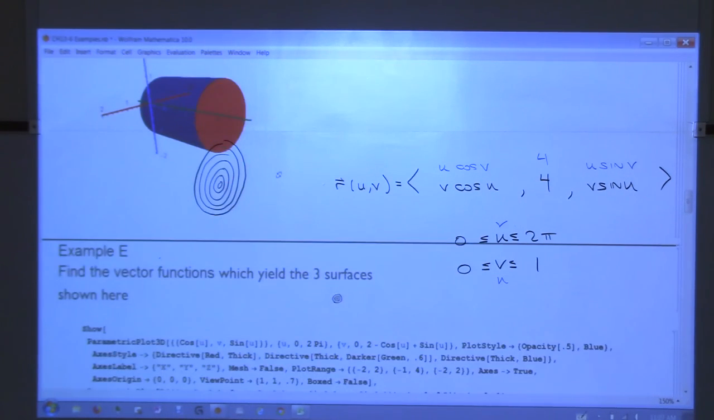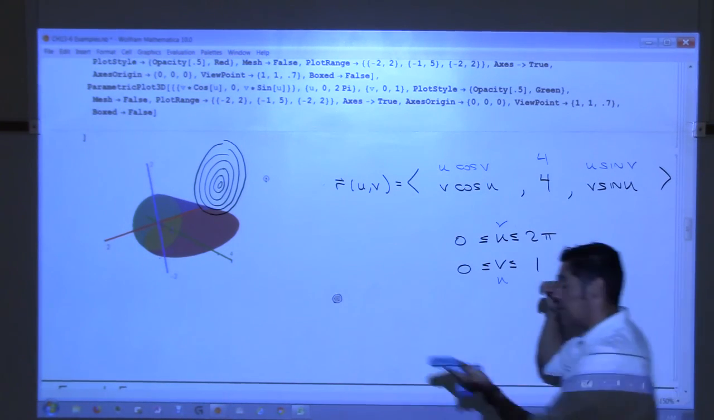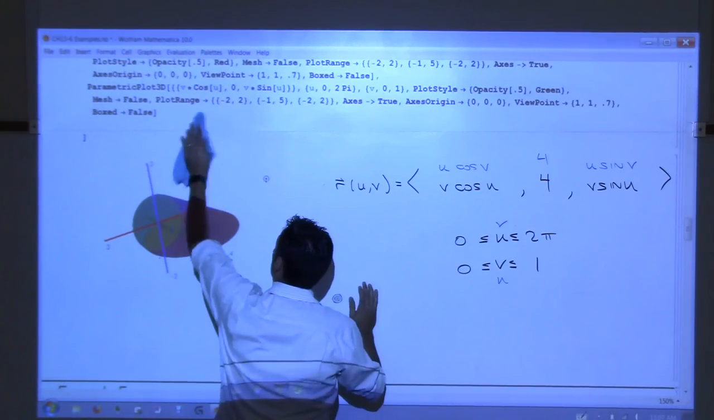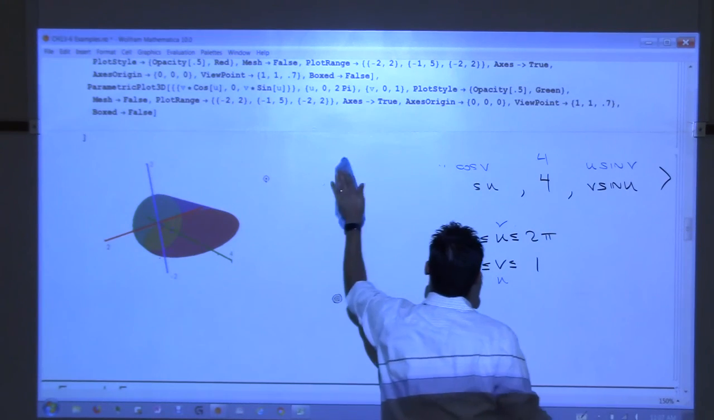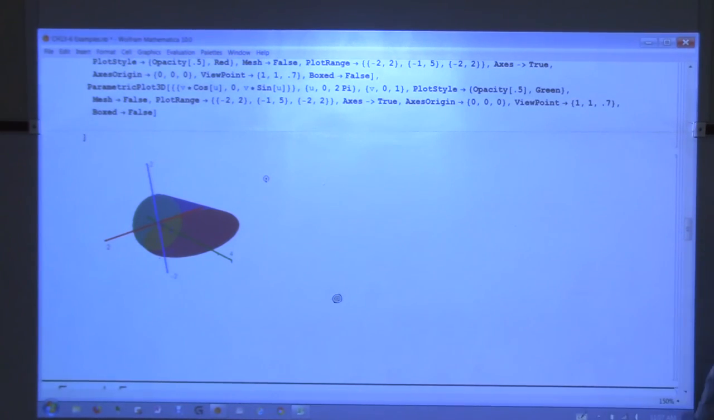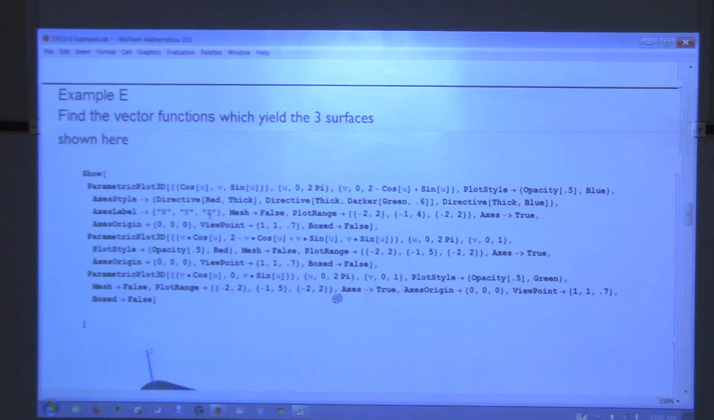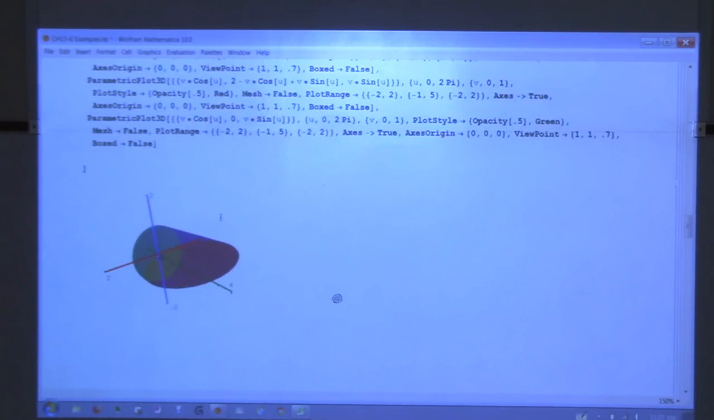All right, let's move on. Okay, for this one, I need to give you some additional information before we can do the problem. So let me erase this. All right, so let's look at it first. It says, find the vector functions, plural, which yield the 3 surfaces shown here.